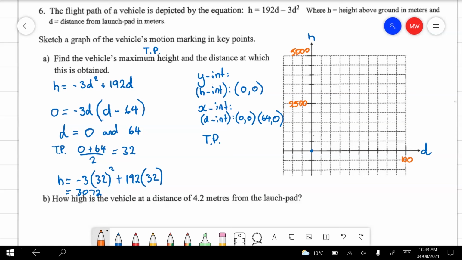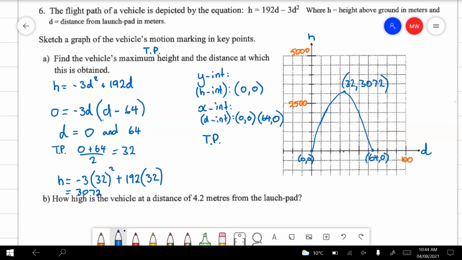So that puts our first intercept here at 0, 0. That will be our x-intercept and our y-intercept. And then we've got our second one about here, which is where d is 64, y is 0. And then we're going to need to find our turning point, which is going to be when d is 32, y is going to be 3,072, which should land us up about here. And then I'll draw my curve. And I'll label my turning point, which occurred at 32, 3,072, which also happens to be my maximum height.